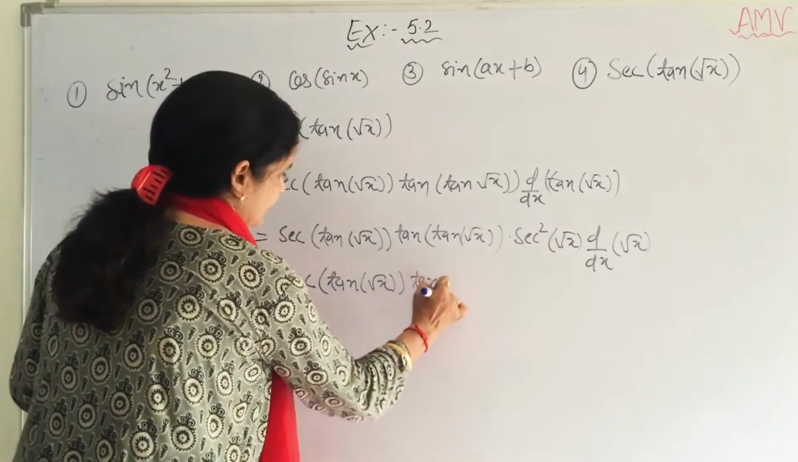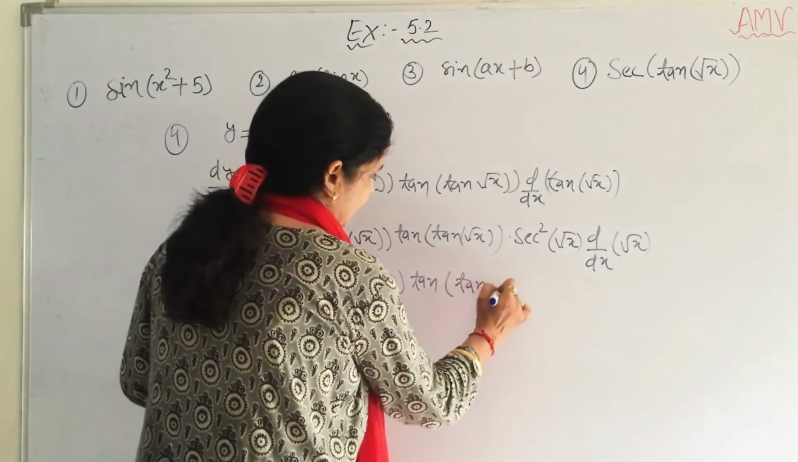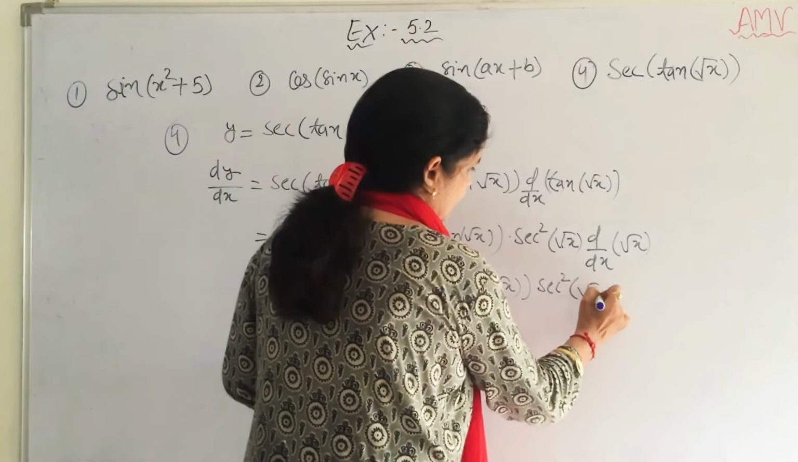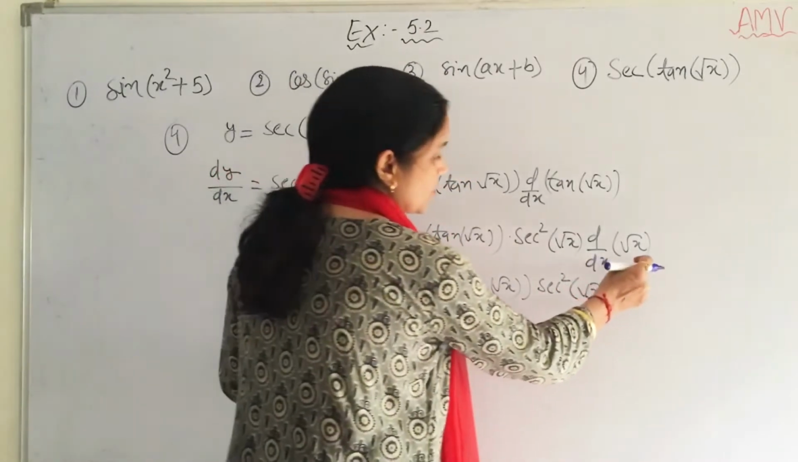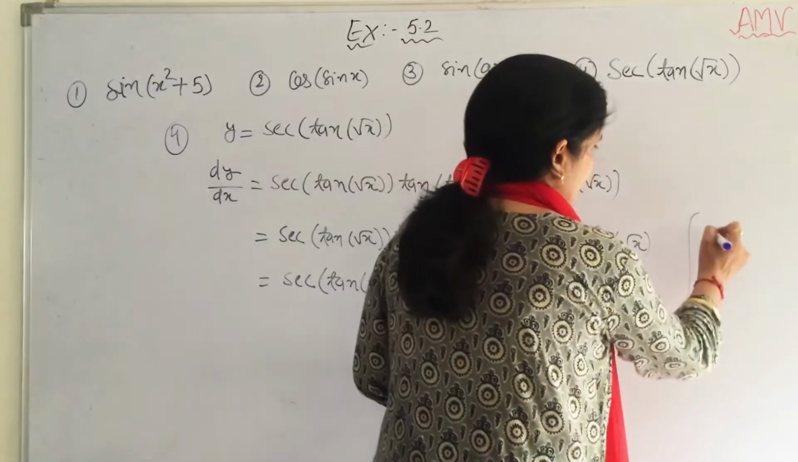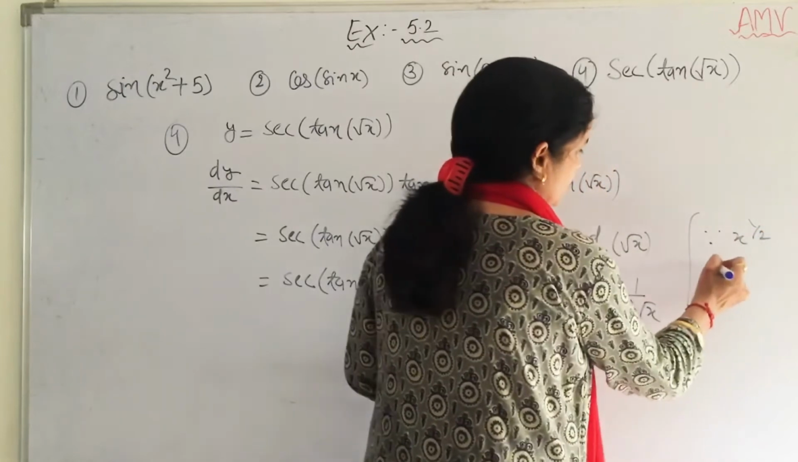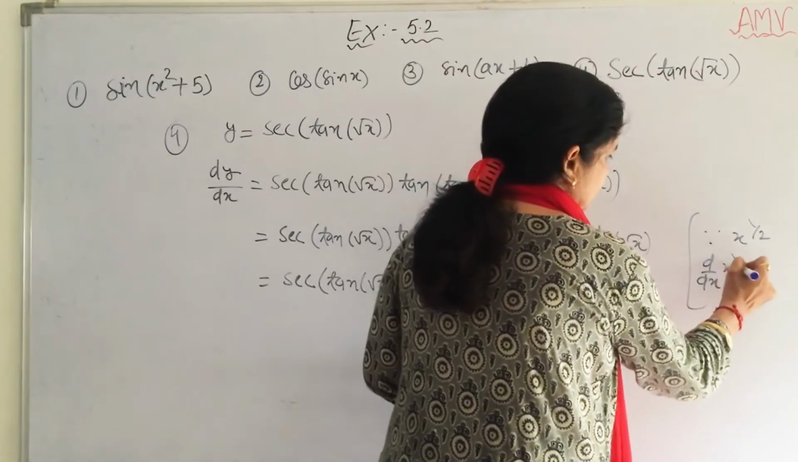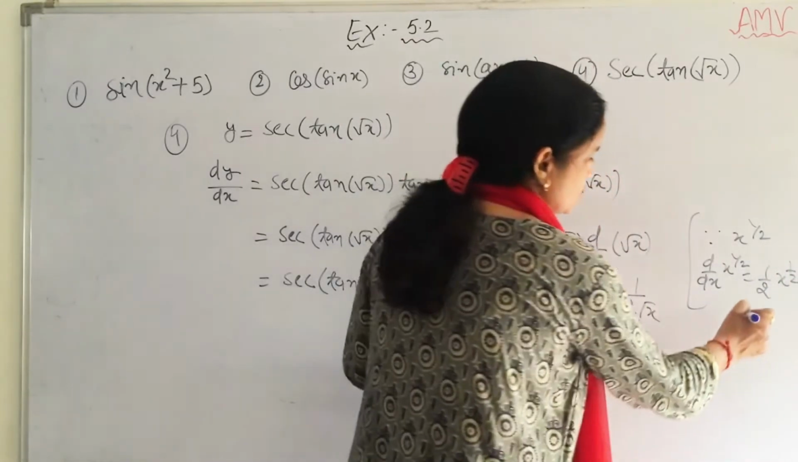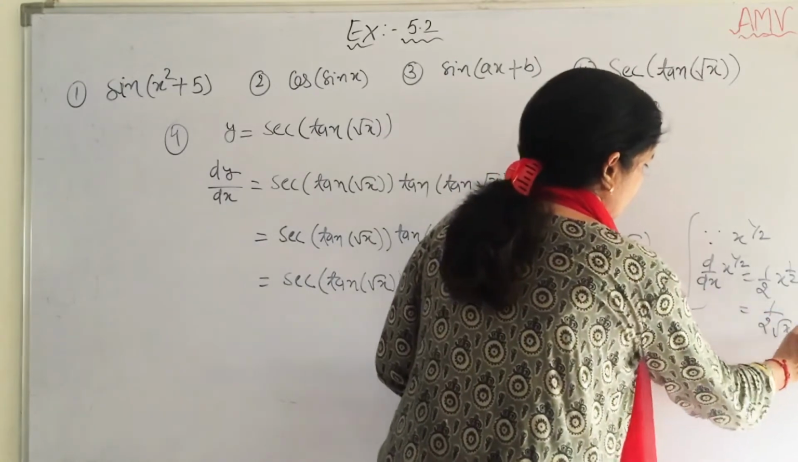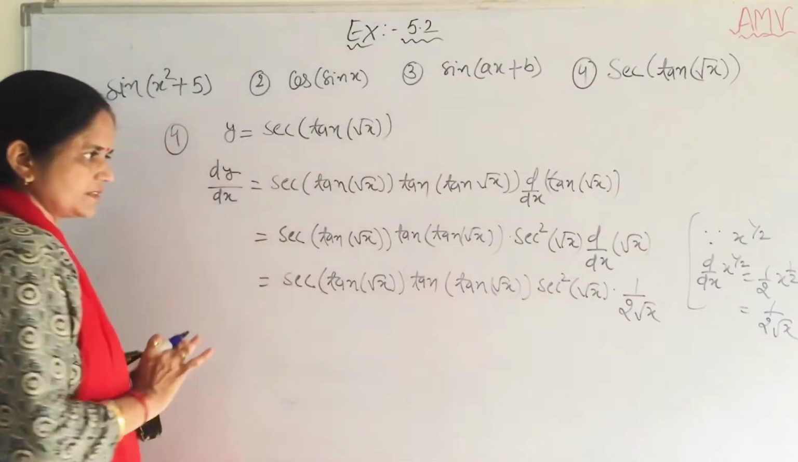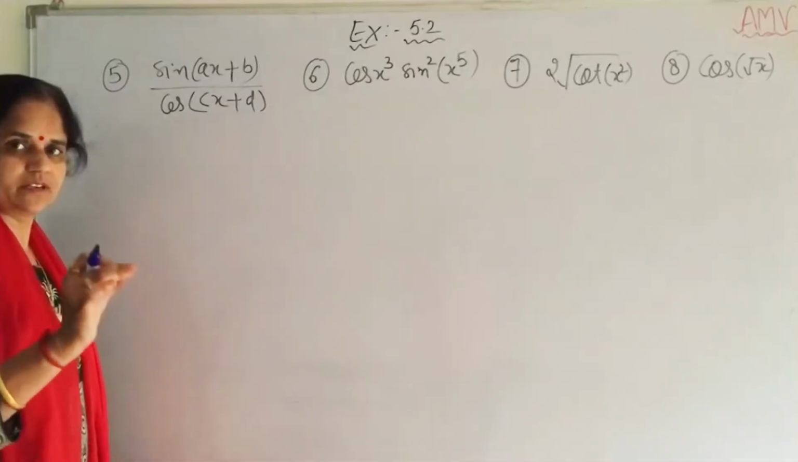Root x, tan root x, it is sec square root x, and here the derivative of root x is 1 by 2 root x, since here x is raised to 1 by 2. So d by dx of x raised to 1 by 2 is x power n minus 1, and you will get 1 by 2 root x. Finally you can arrange this, write this term first. This is the answer.